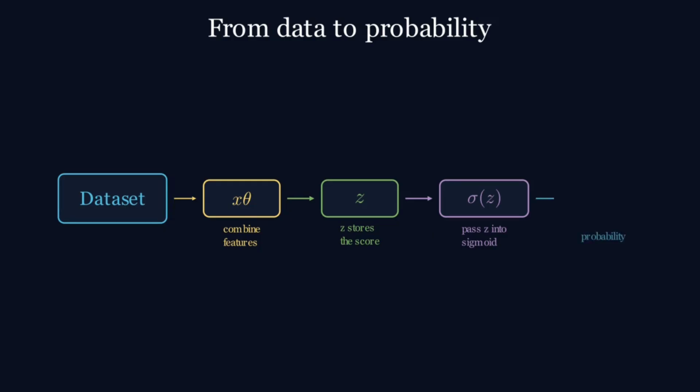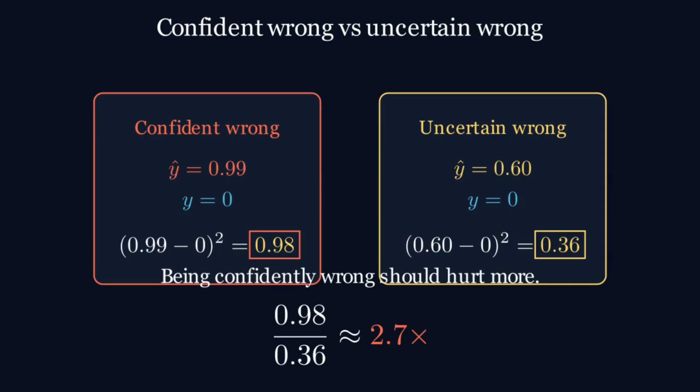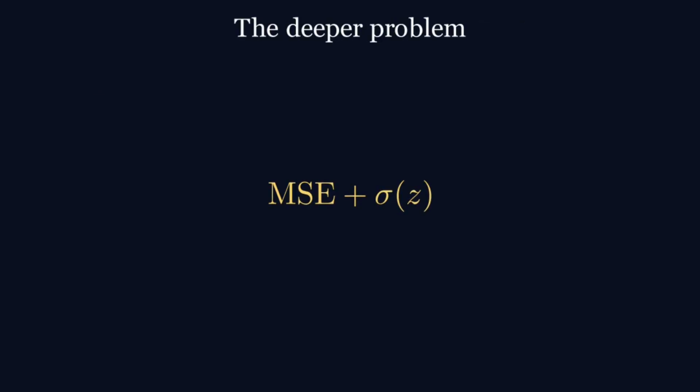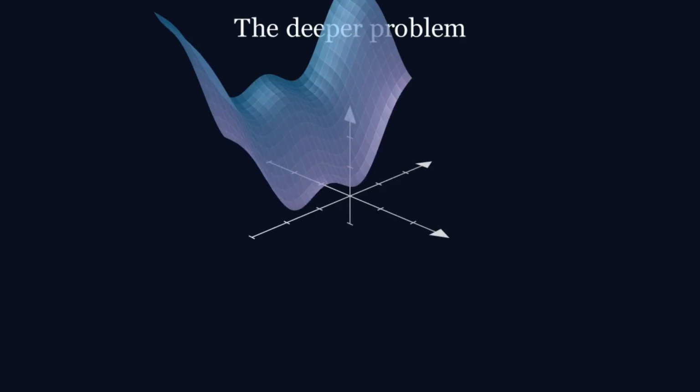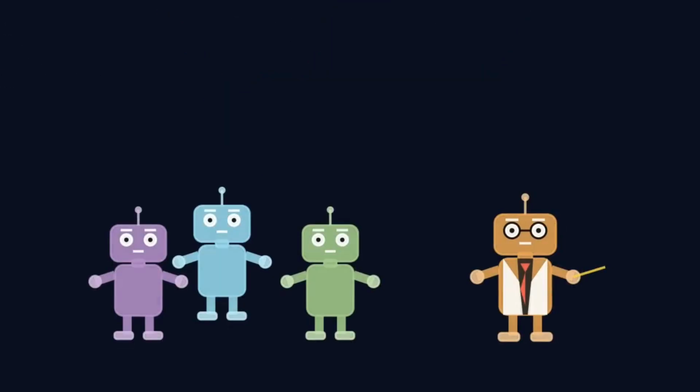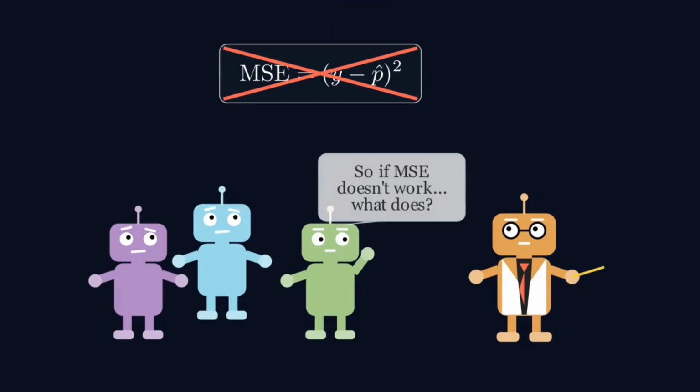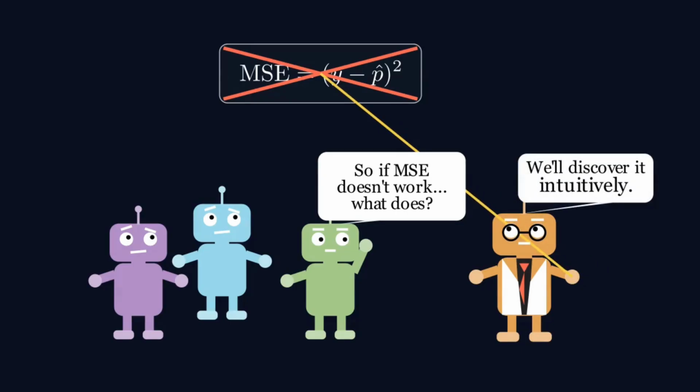We also discovered that mean squared error isn't the right loss function for logistic regression. It doesn't penalize confident mistakes strongly enough. And more importantly, it creates a non-convex optimization problem. So if the mean squared error doesn't work, what loss function does? By the end of this video, I don't want us to just know the answer. I want us to discover why it works, as if we were inventing it ourselves.